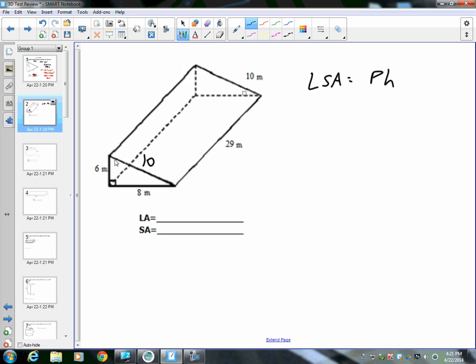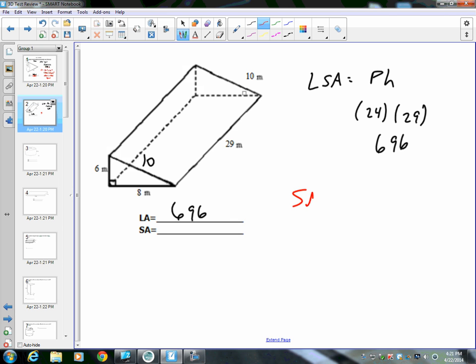So perimeter, 6 plus 8 plus 10. 10 plus 8 is 18. 18 plus 6 is 24. So we get perimeter 24. The height is the distance between the two bases, which would be 29. 24 times 29 is 696. And that would be our lateral surface area.